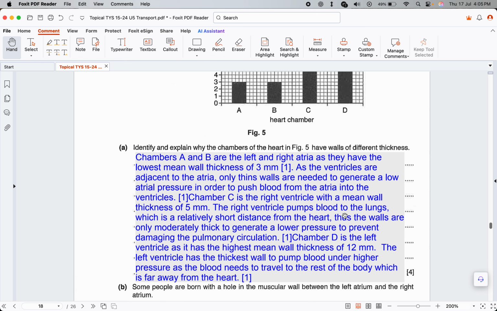Chamber C is the right ventricle with a mean wall thickness of 5 mm. The right ventricle pumps blood to the lungs, which is a relatively short distance from the heart. Thus, the walls are only moderately thick to generate a lower pressure to prevent damaging the pulmonary circulation. 1 mark. Chamber D is the left ventricle, as it has the highest mean wall thickness of 12 mm. The left ventricle has the thickest wall to pump blood under high pressure, as the blood needs to travel to the rest of the body, which is far away from the heart. 1 mark. Okay, so those are the 4 marks.